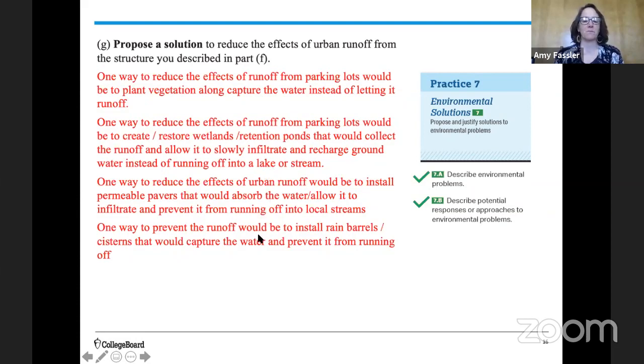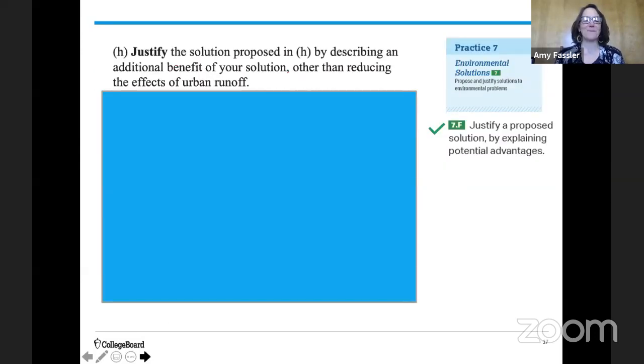Other things I could do, in an urban area, could be to put something like a rain barrel or a cistern to capture that water. It's not ever even reaching the pavement then, and I've captured it and I could use that water then for watering plants or something like that.